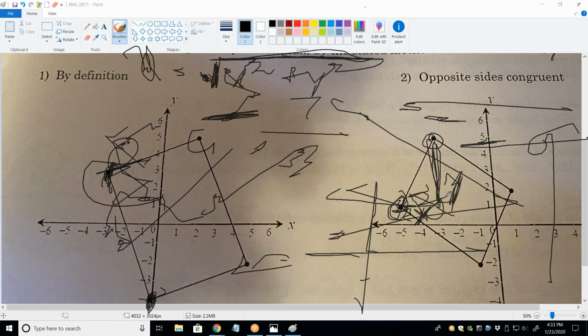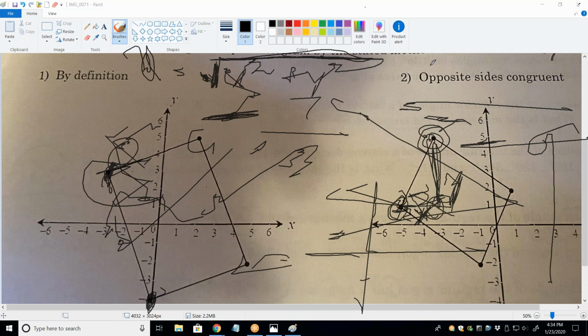What's the difference? Make your eyes go up and down. What's the difference between this point and this point? So it goes up 1, 2, 4. Okay. So our distance is the square root of 2 squared plus 4 squared. What is that?